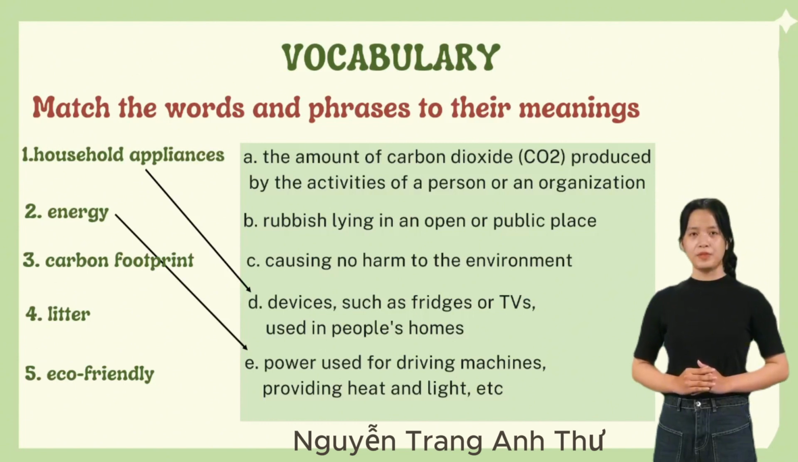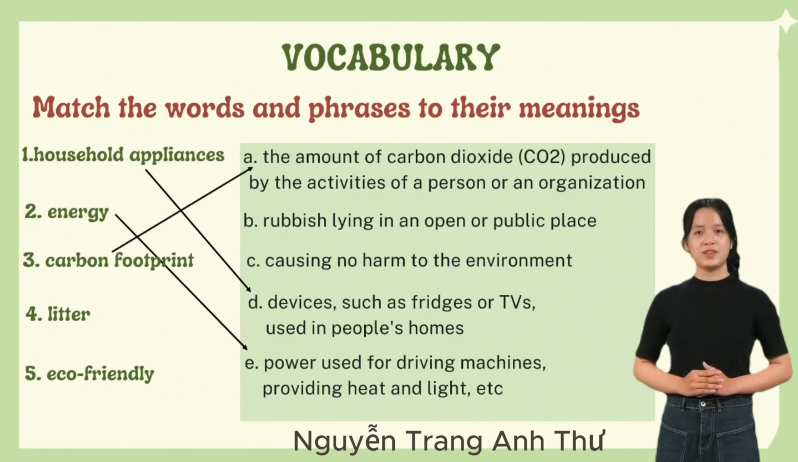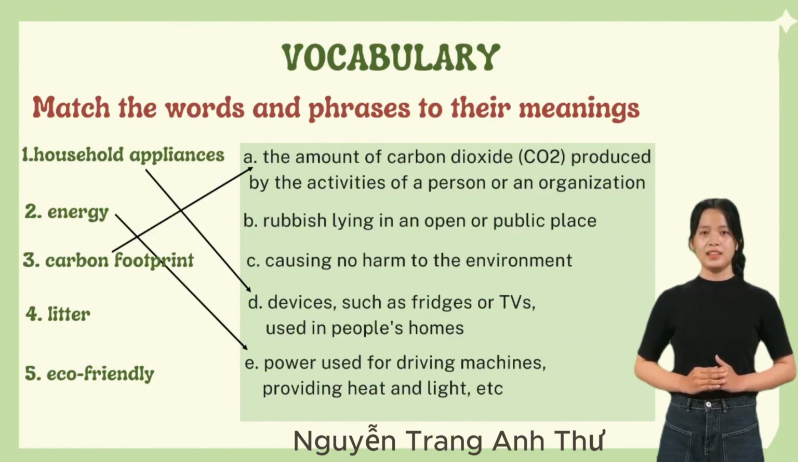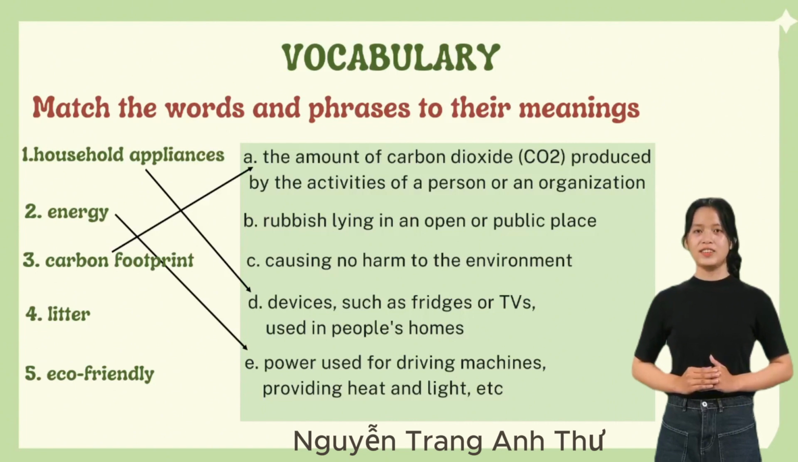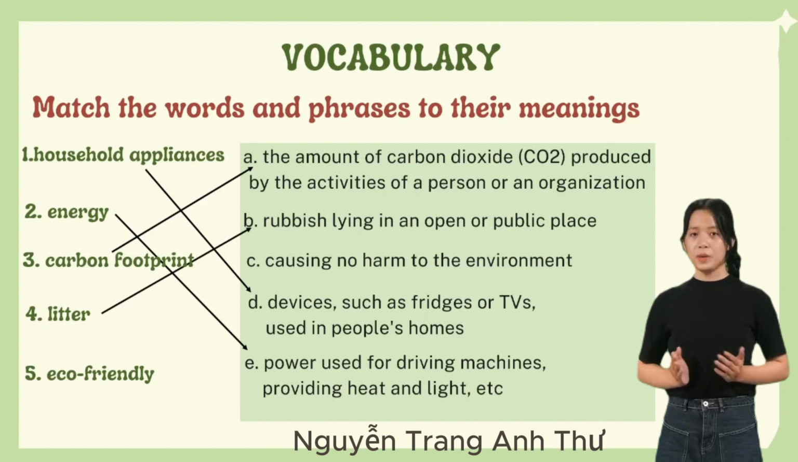Next one, carbon footprints. So we match it with A. So this term refers to the amount of carbon dioxide released by the activities of a person or an organization. The fourth one, litter. So we match it with B. That is rubbish lying in an open or public place.